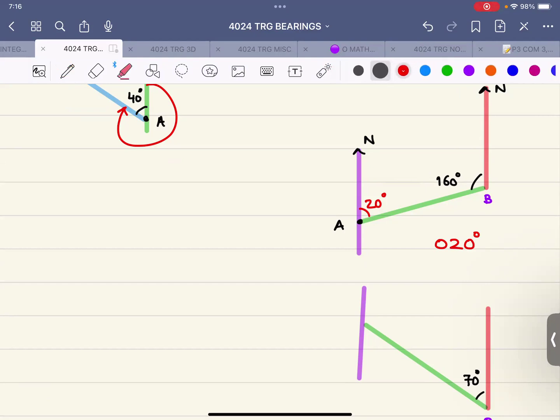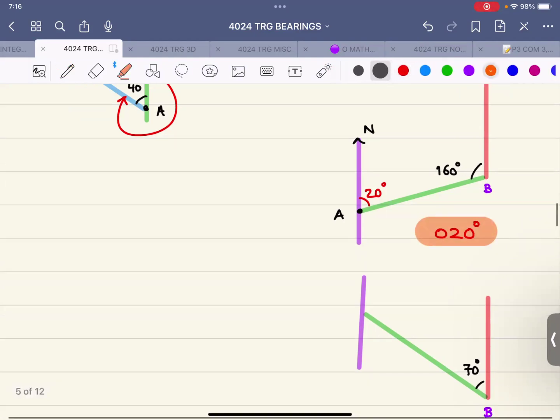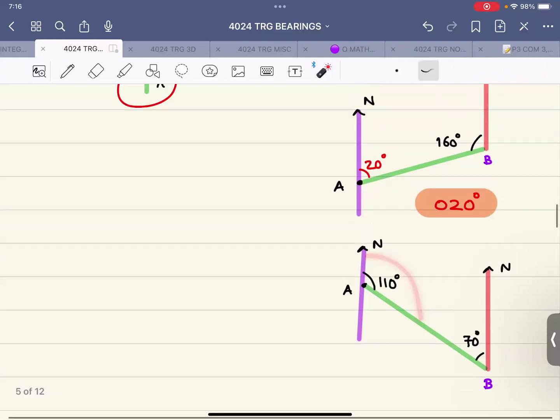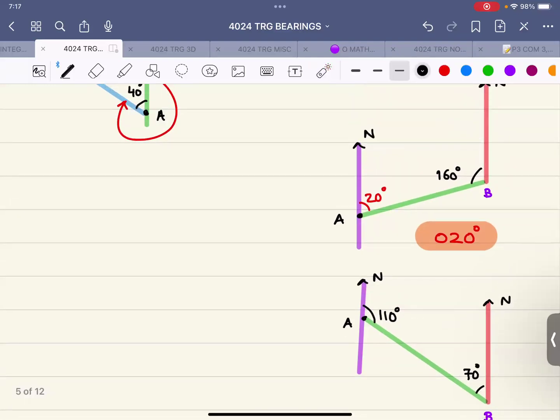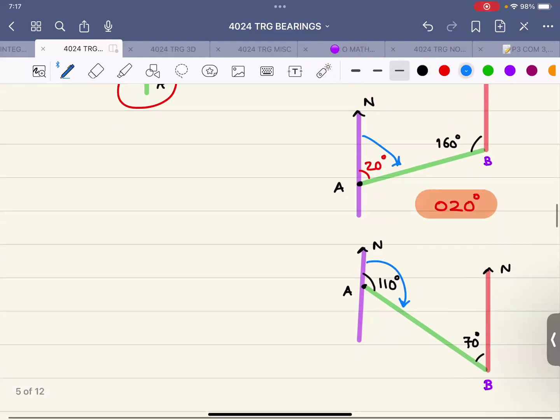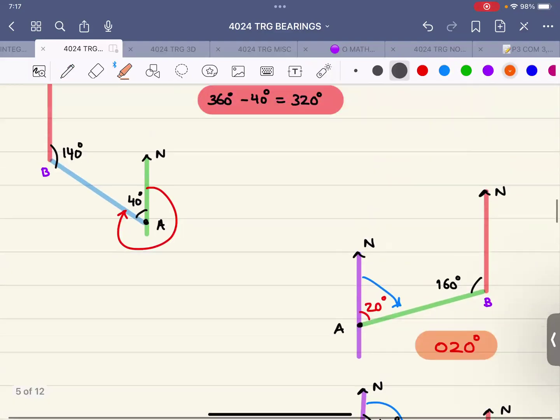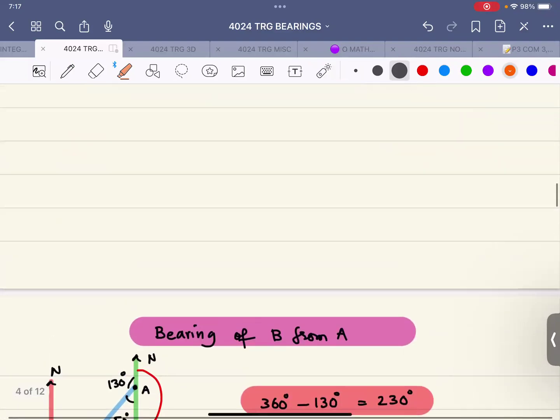So let me label it. This is 20 degrees. Similarly, if this is north, this is north, this is A, this is 70, this is 110 degrees. So again, we are going clockwise like this. So let me also label it. We are going clockwise like this. Therefore, this angle is 110 degrees. And let me shade this. So these are 8 possible diagrams.